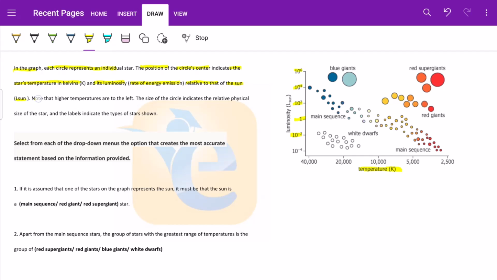Moving ahead, note that the higher temperatures are to the left. Higher temperatures are on this side and the temperatures keep on decreasing. The size of the circle indicates the relative physical size of the star and the labels indicate the type of the star shown. Understood?